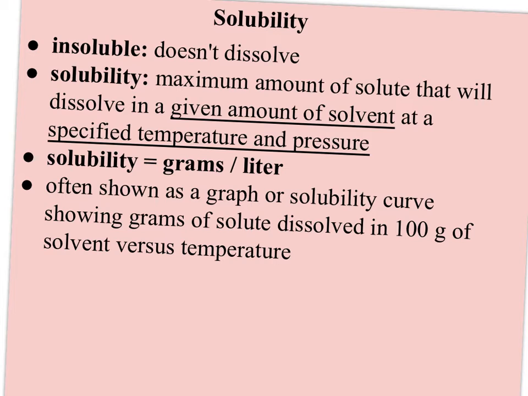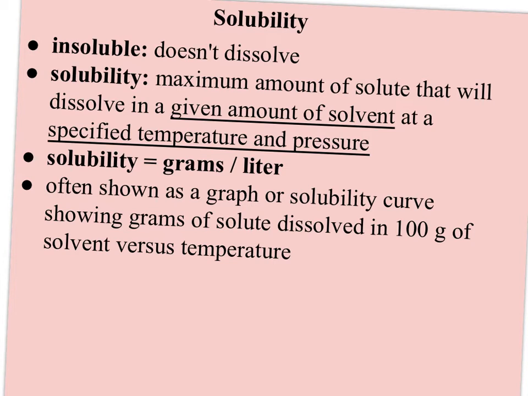Solubility is the maximum amount of solute that will dissolve in a given amount of solvent at a specified temperature and pressure. So all three of those things affect how much solute can dissolve: the amount of solvent you're trying to dissolve it in, the temperature you're trying to dissolve it in, and the pressure that your solution is at. And solubility is generally expressed in grams per liter. So that's grams of solute in liters of solution.